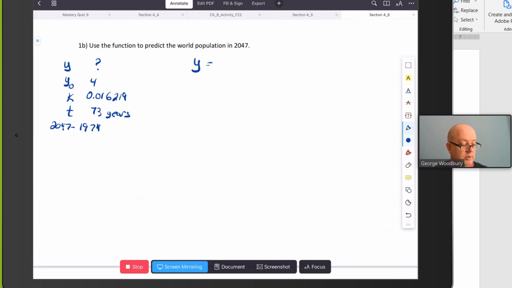Y equals 4e to the 0.016219 times t power. I can put in those values, that value of t that we just found. y equals 4e to the 0.016219 times 73 power. And here we're looking for a population, so we'll round this to the nearest tenth of a billion.